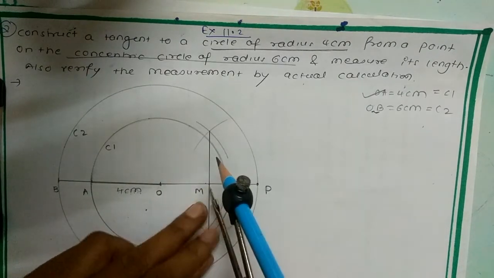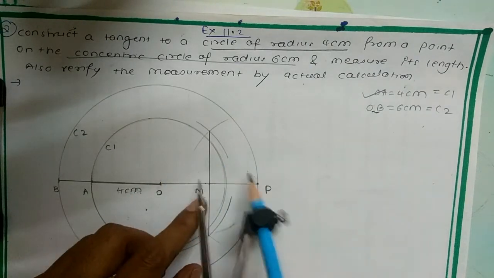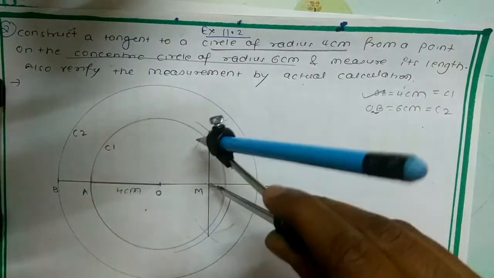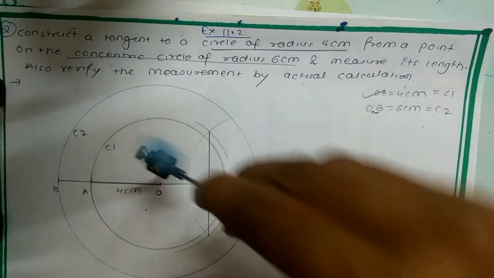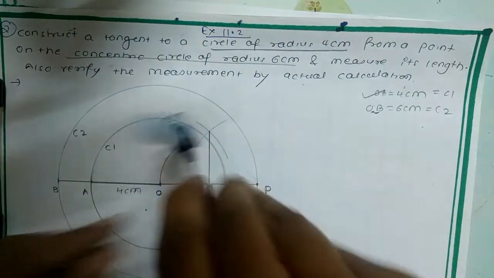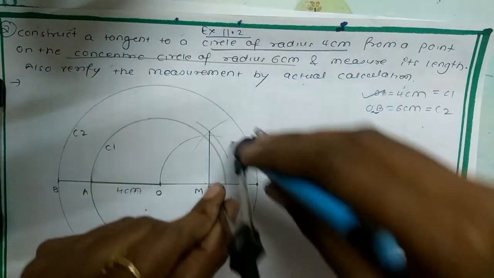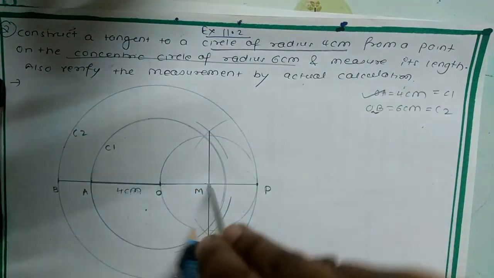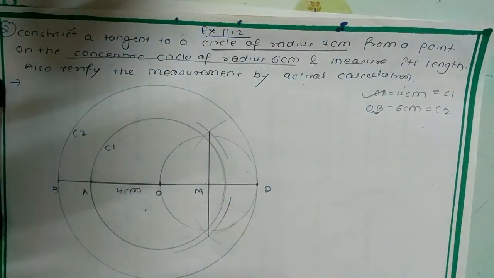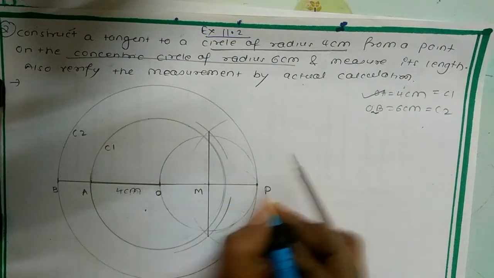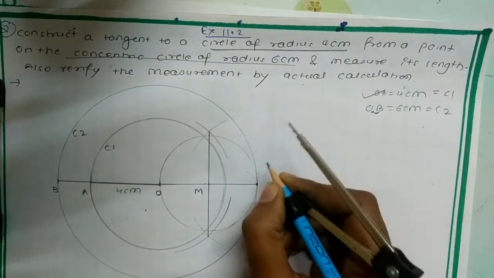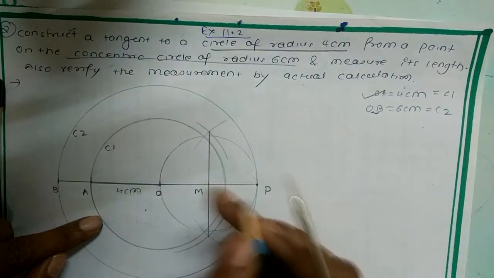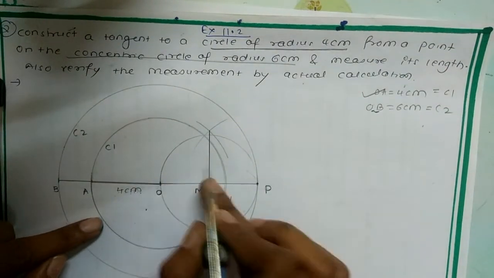Next, take OM as the radius, or MP, because both are the same, and with M as the center, draw a circle which will pass through the center O and the external point P. Definitely it will pass through, because we have taken M correctly. So you can see we got one more circle which is passing through the center O and point P. Now we see where this circle intersects the circle to which we want to draw the tangent. So to the circle C1 we want to draw the tangent.